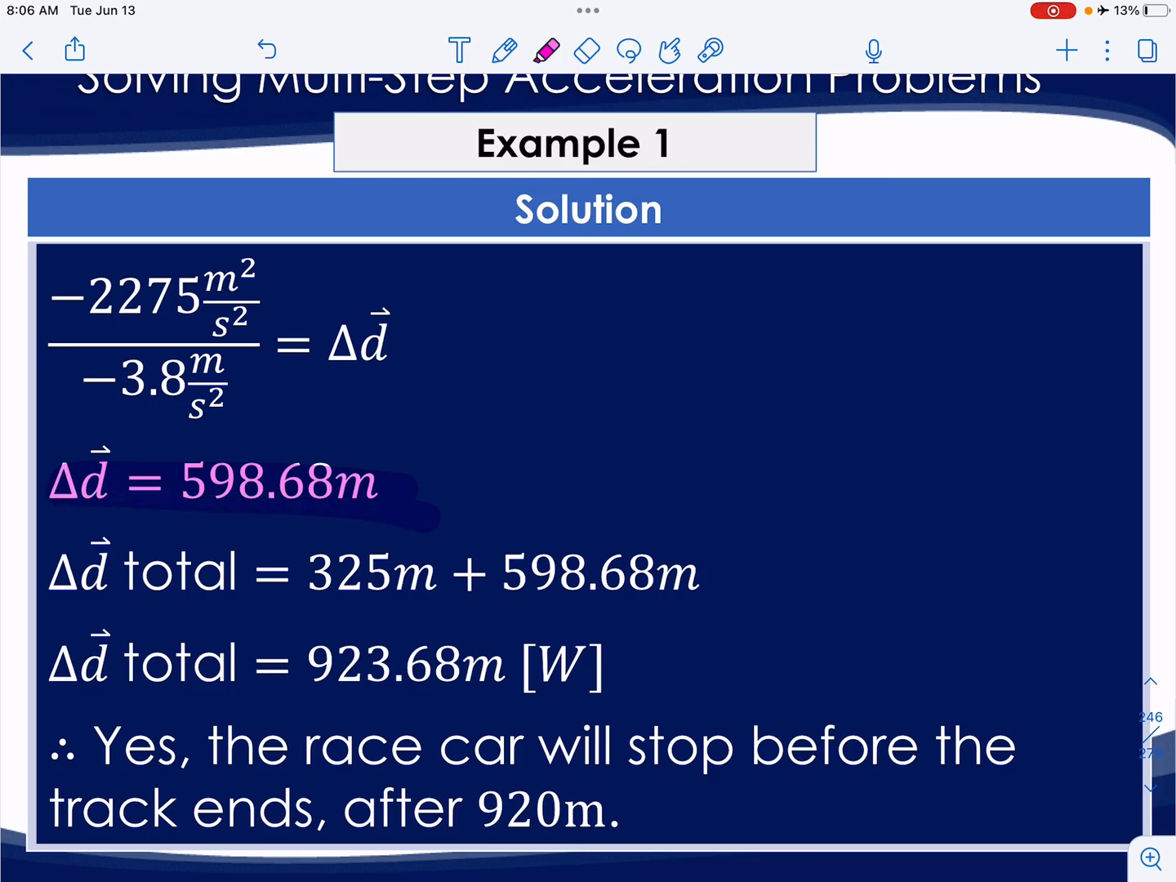598.68. So if we add those two distances up, the delta D from the first, which is 325, and the delta D from the second section, we get a total of 923.68 meters west. And since the track is 1,000 meters, yes, the race car will stop before the track ends.